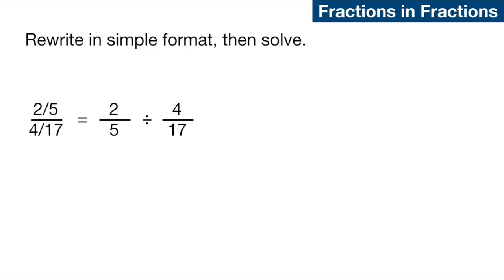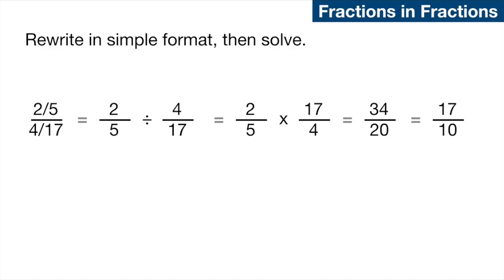So we invert a second fraction and then we multiply. 2/5 times 17 over 4. 2 times 17 is 34. 5 times 4 is 20. We have 34 over 20. Now we simply reduce that. We get 17 over 10. So we basically just changed this problem to a more familiar format that we know how to handle.